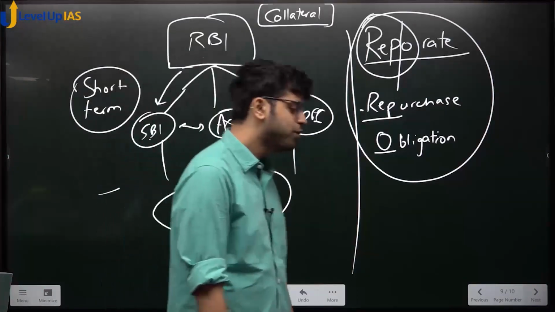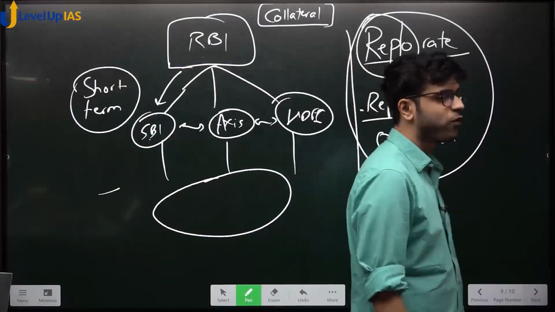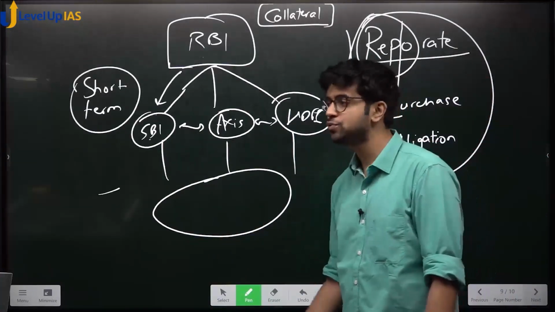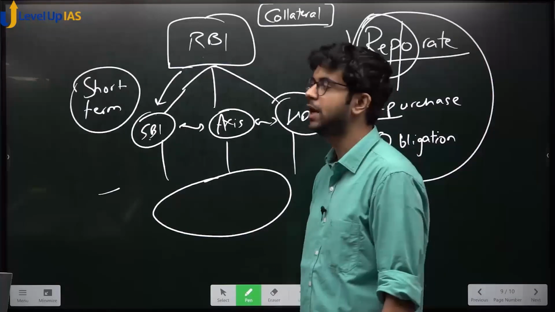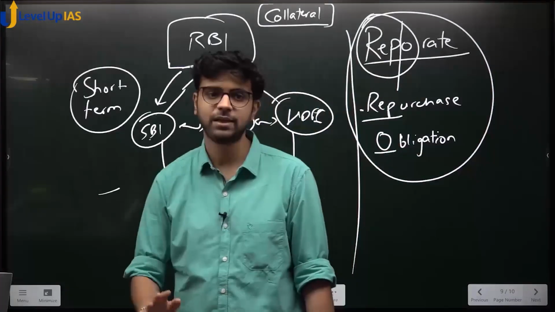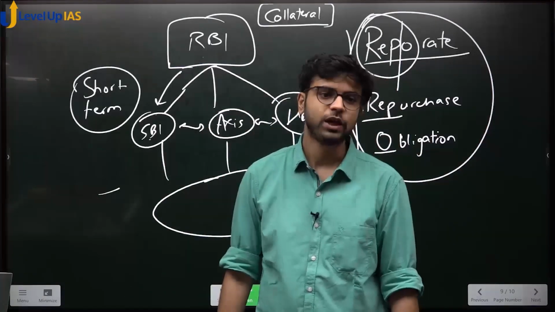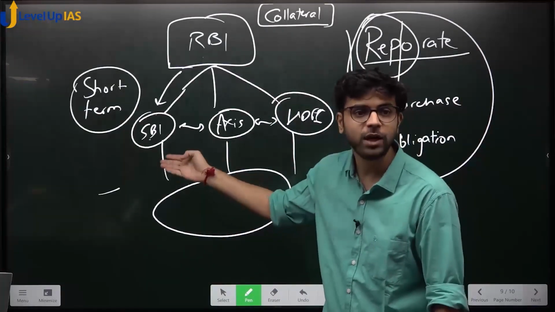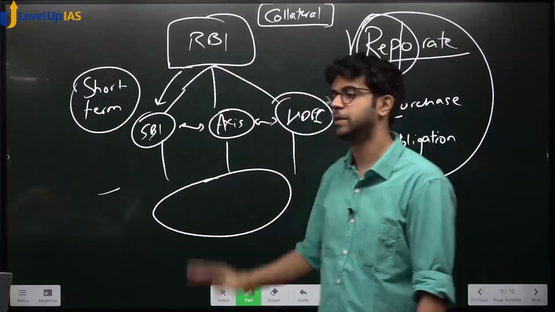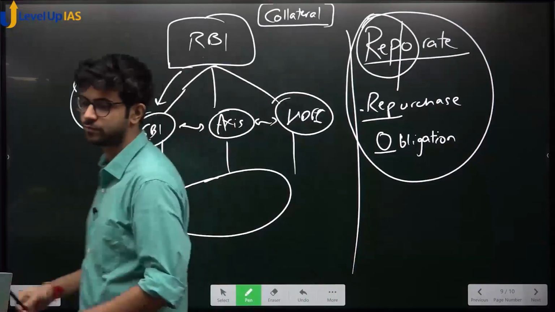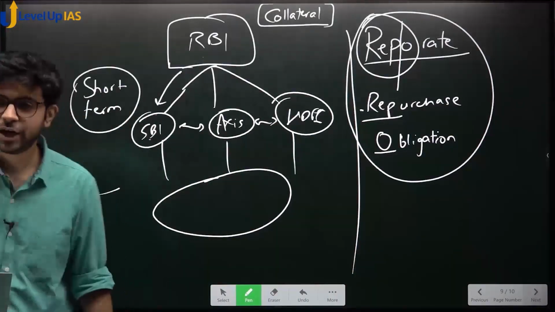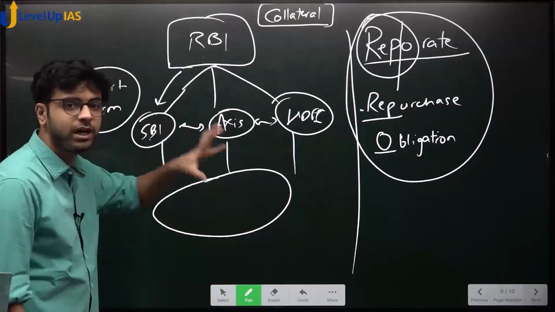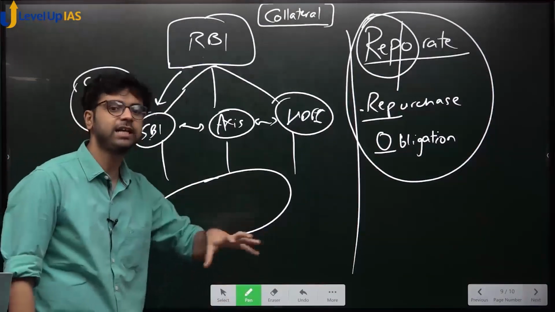Tricky question. If RBI wants to suck liquidity out of the economy, if RBI wants to reduce the money supply in the economy, what do you think? Would it give SBI a better deposit interest rate or a lower deposit interest rate? Think and tell me. Would it give SBI more interest on its deposit or less interest on its deposit?